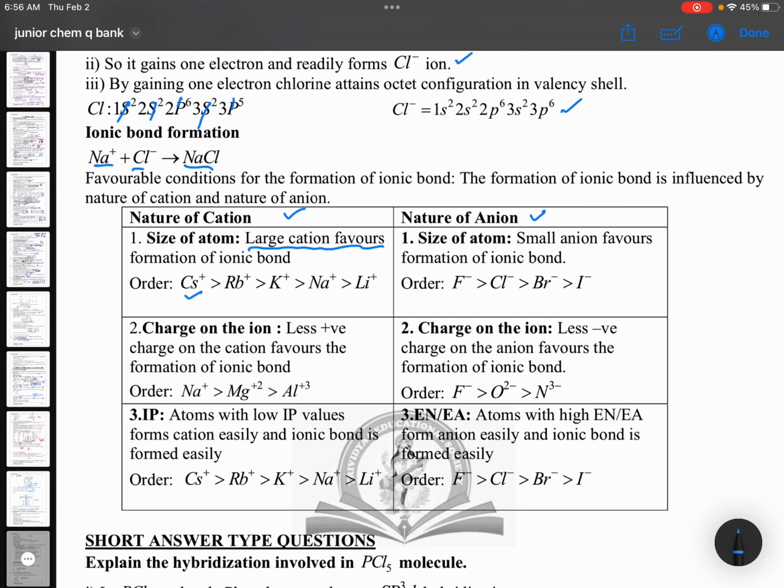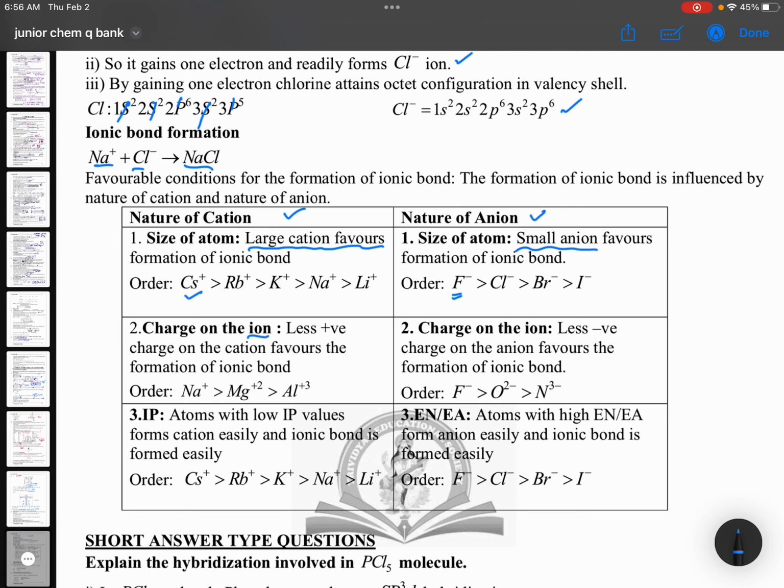For anions, size of atom must be small. A small anion favors formation of ionic bond because when the size is small, they can accept the electrons easily because their electronegativity and electron gain enthalpy will be more.